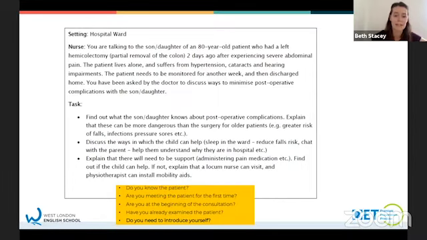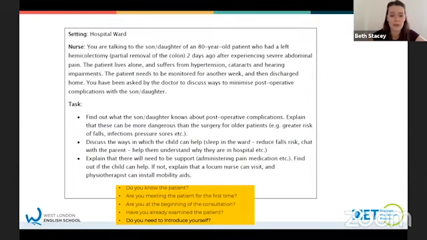Are you at the beginning of the consultation? Well, it says the first task, find out what the son or daughter knows about post-operative complications. So it could be that you've already come in and introduced yourself to the person in the ward, or it might be that you just go straight into it and ask what they know.